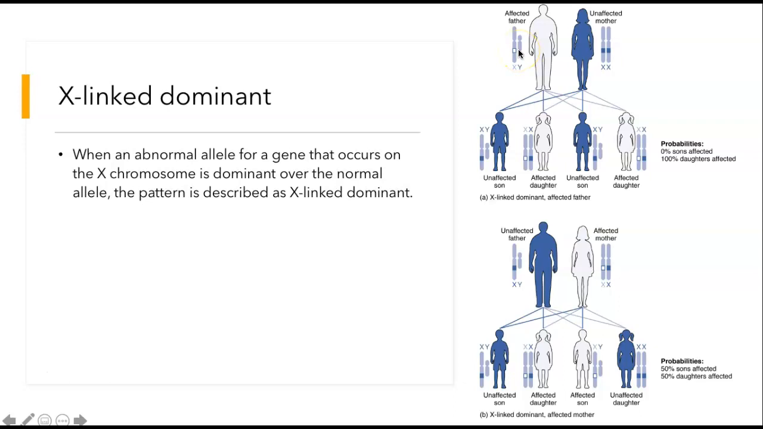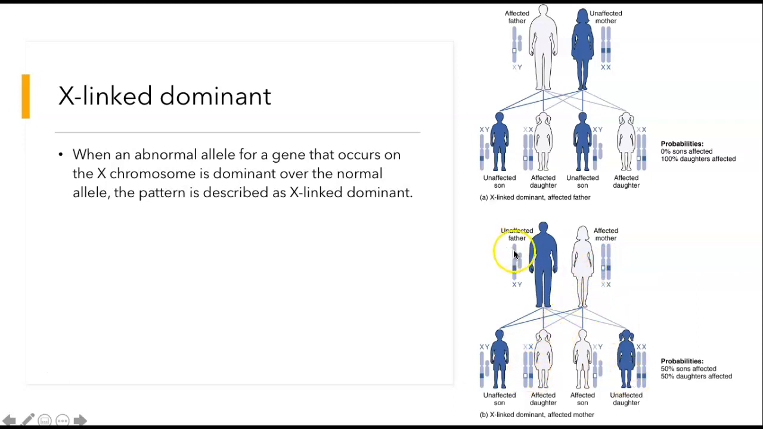Now, if we have the affected mother, things happen a little bit differently, because the mother can either give her affected X or her regular X. And so what you see is if the father gives a Y, it could be an unaffected son, but it also could be an affected son if the X that's given from the mother is the affected one. In the same instance, the father can give his unaffected X, which will be a daughter, but if the mother gives the affected X, it'll be an affected daughter.